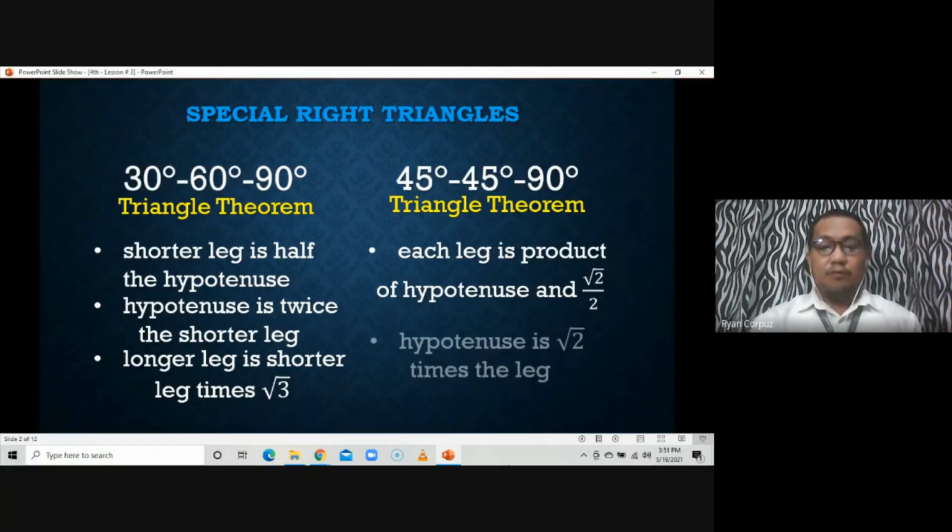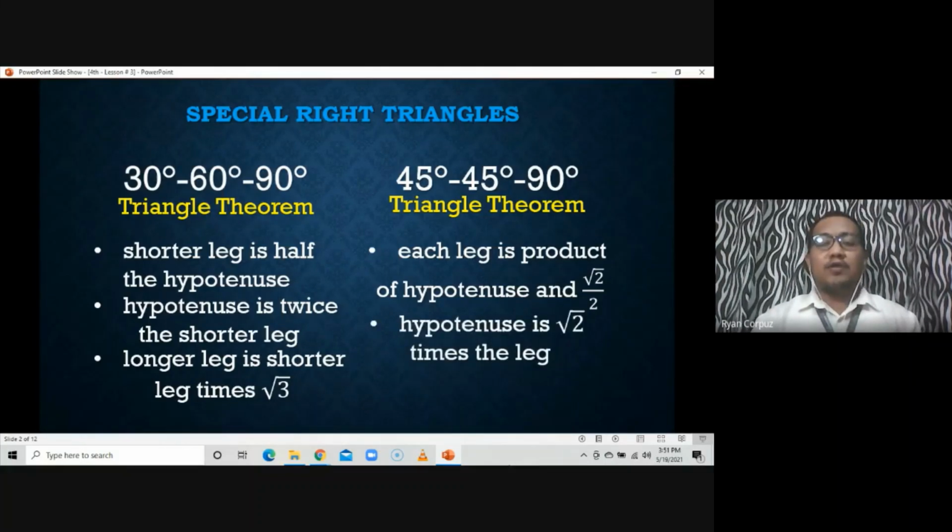Then also, hypotenuse is square root of 2 times the leg. So for you to find out for the hypotenuse naman, it's the square root of 2 times the leg. So whatever the measure of the leg, just multiply it by square root of 2. Then you already have the measure of the hypotenuse once you found out that the given right triangle is a 45, 45, 90 degrees special right triangle.